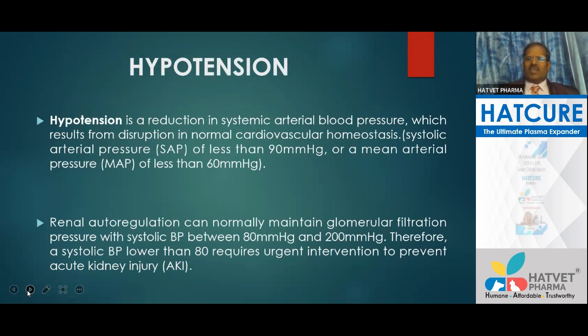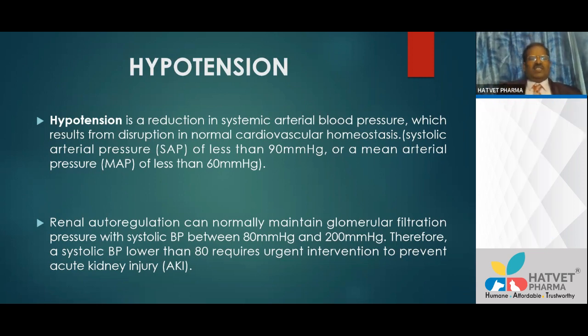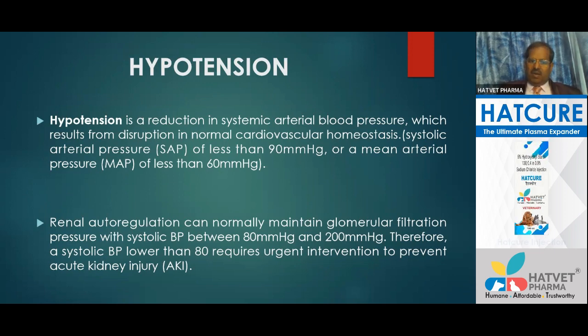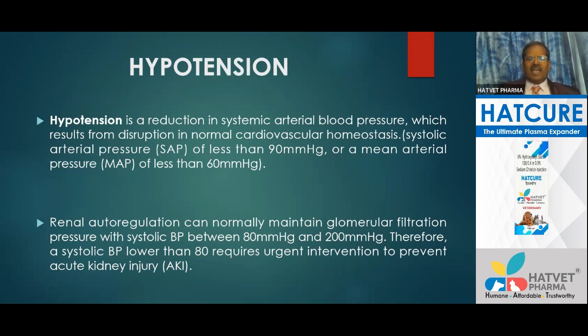Hypotension is a reduction of systemic arterial blood pressure, which results from disruption in normal cardiovascular homeostasis. Systolic arterial pressure of less than 90 mmHg or mean arterial pressure less than 60 mmHg comes under the hypotension category. Renal artery regulation can normally maintain glomerular filtration pressure with a systolic BP between 80 mmHg and 200 mmHg. Therefore, a systolic BP lower than 80 mmHg requires urgent intervention to prevent acute kidney injury.